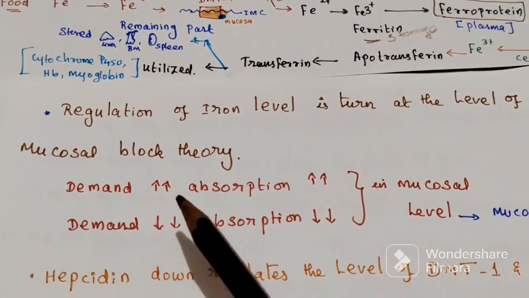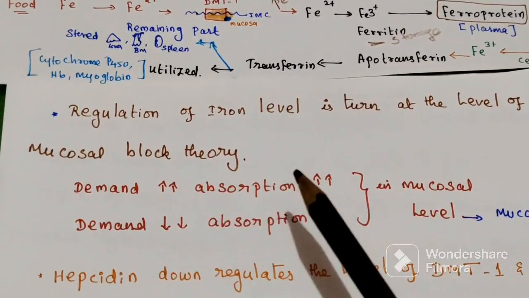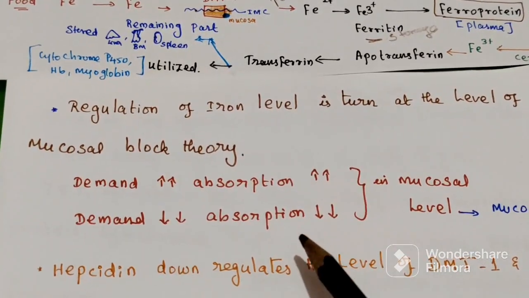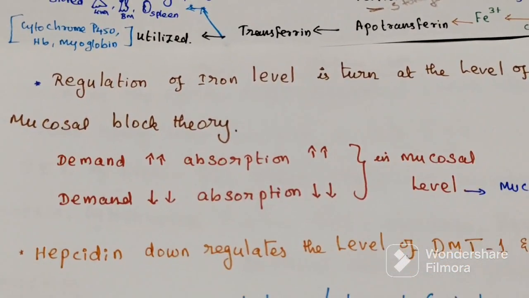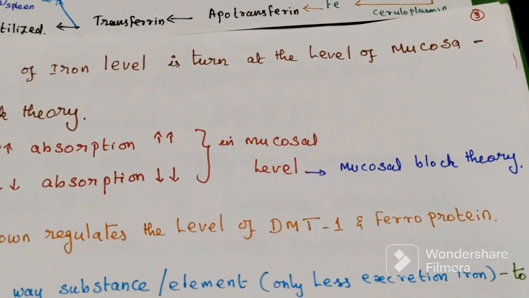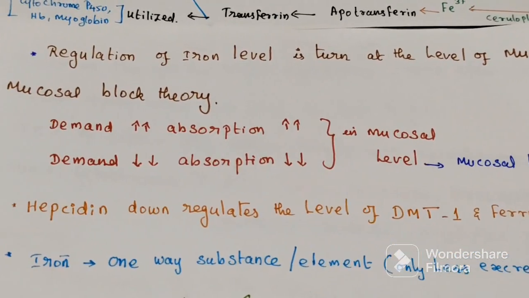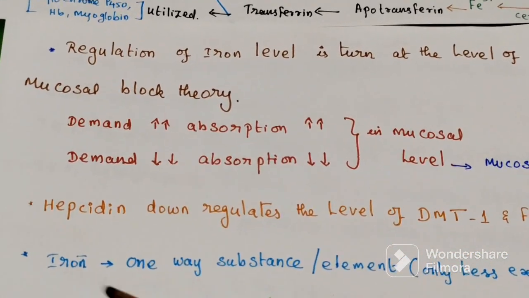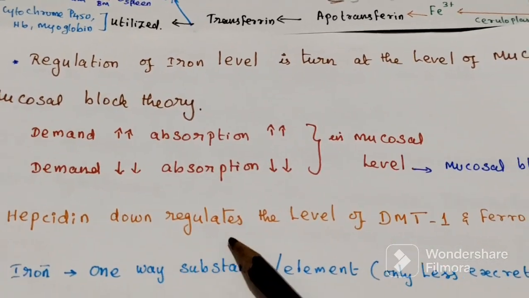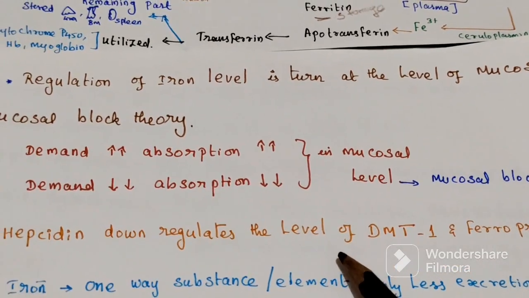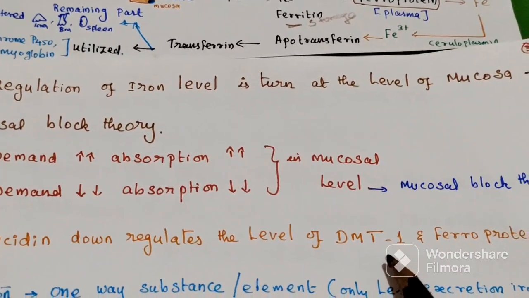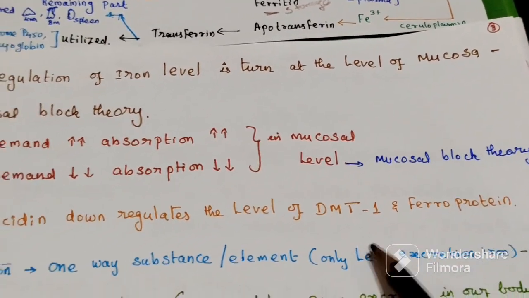When demand increases, absorption increases. When demand decreases, absorption also decreases at the mucosal level. That's why it is known as the mucosal block theory. And hepcidin is a protein which downregulates the level of divalent metal transporter 1 and ferroportin.